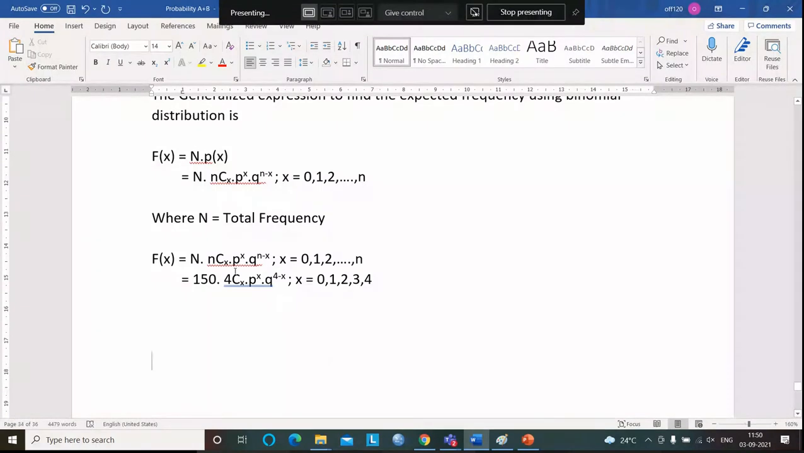So then, if I substitute x is equal to 0, 1, 2, 3, 4, I'll get all the answers of our expected frequency simply. So now I have to find out the value of P. How can I find out the value of P?